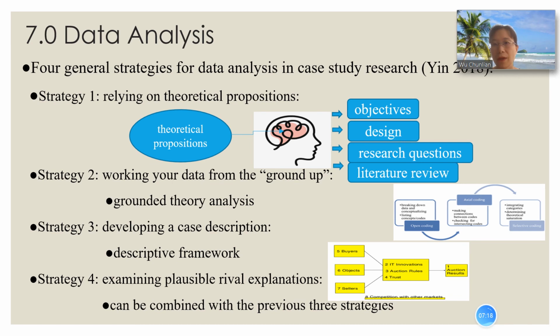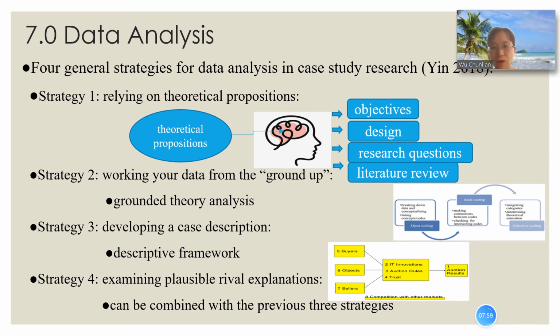Okay, next is data analysis. There are four general strategies for data analysis. Strategy 1 is relying on theoretical propositions. In this strategy, we have the propositions in our mind, so the analysis will be easier. Strategy 2 is working your data from the ground up. In this strategy, you can use grounded theory analysis.